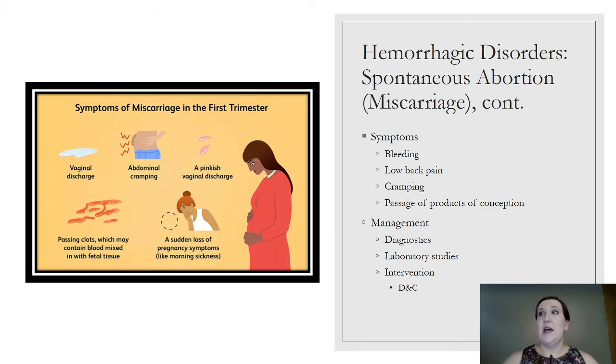Any symptoms that these women experience who are pregnant, if they have any of these: vaginal bleeding, low back pain, cramping, or passage of products of conception, if they have any of that, we have to consider that this is a threatened pregnancy, that this is a threatened abortion until it's proven otherwise.